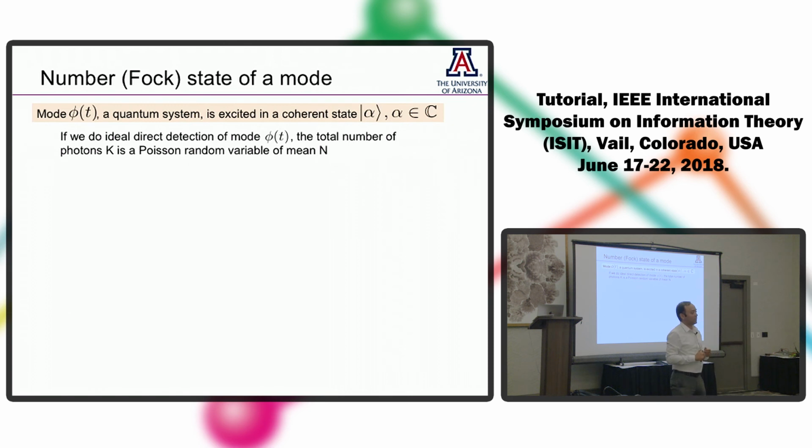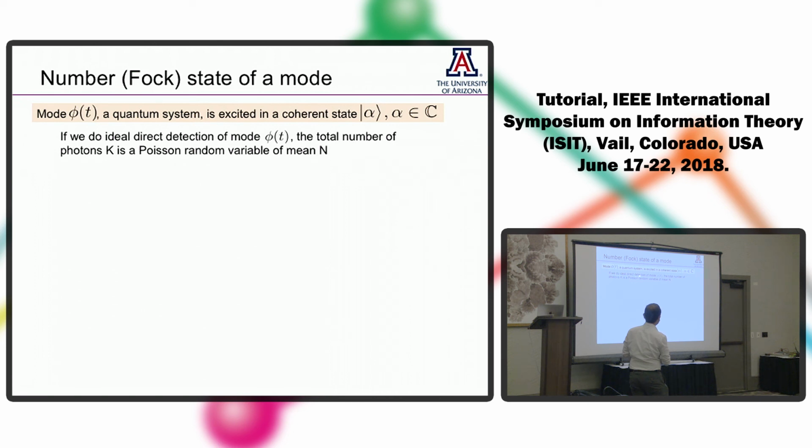But that's not the case in general. That same mode, S of t, it could be in some other state. For instance, that S of t, or here I'm writing that as a phi of t, some mode, a quantum system, can be in some other states. So the kinds of states we have been talking about so far are coherent states.